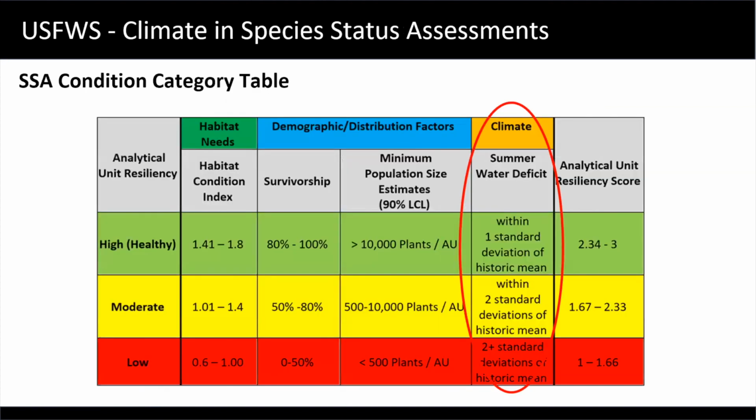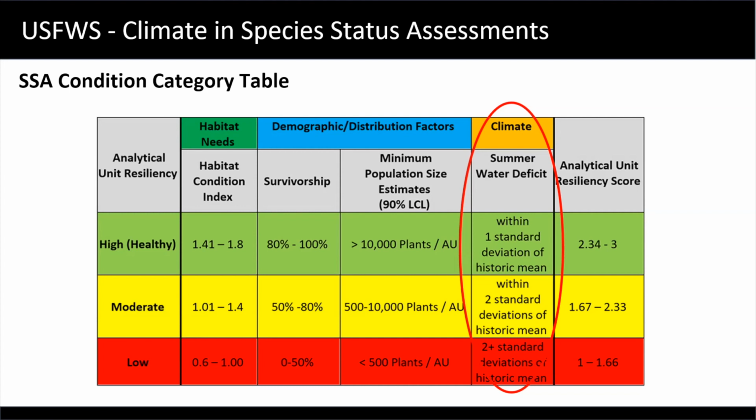So back to our condition category table. For this species, we decided that anything within 1 standard deviation of the historic mean was considered high condition. Within 2 standard deviations of the historic mean was moderate, and anything greater than 2 standard deviations from the historic mean was low.